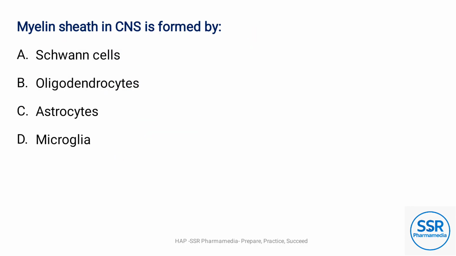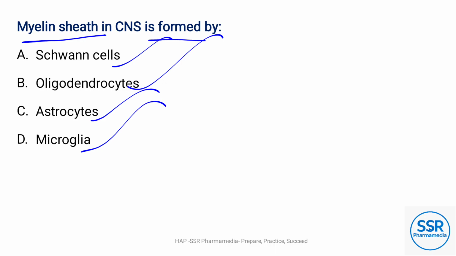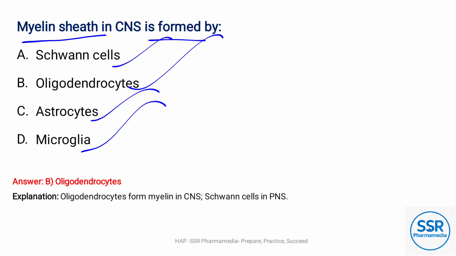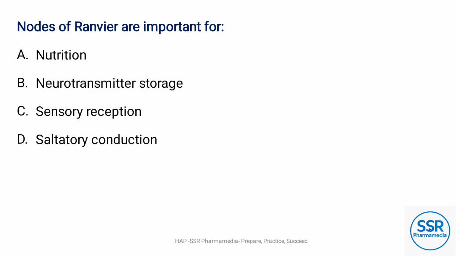So next question, myelin sheath in the CNS is formed by option A, Schwann cells, option B, oligodendrocytes, option C, astrocytes, option D, microglia. So the answer is option B, oligodendrocytes. Oligodendrocytes form myelin in the CNS, and Schwann cells form it in the PNS.